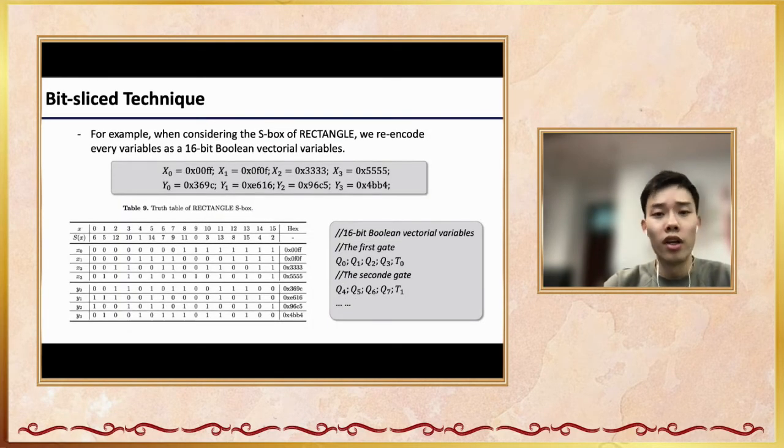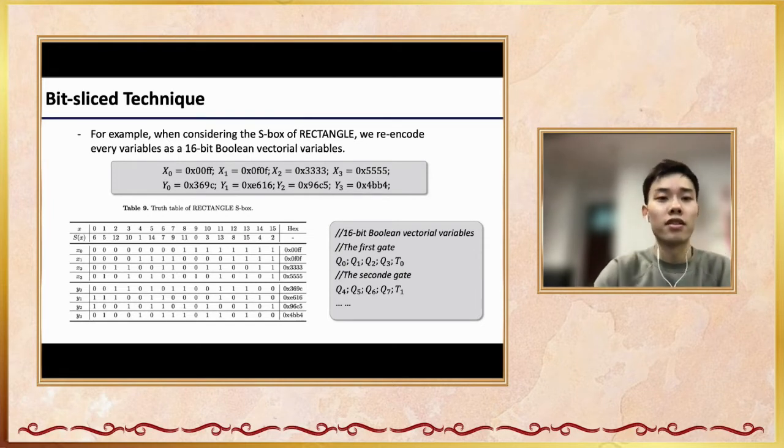For example, when considering the S-box of RECTANGLE, we encode every variable as a 16-bit Boolean vectorial variable, and uppercase X0 represents the most significant bits of each input, so X1, X2, and X3 likewise. In this way, we need only one set of equations to encode our model, at the cost of 16 bits per variable. But this will reduce a lot of intermediate variables.